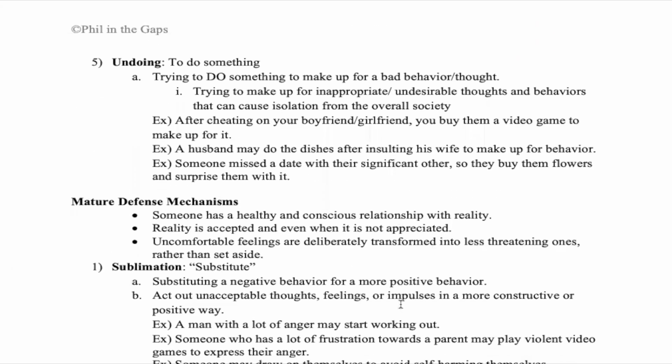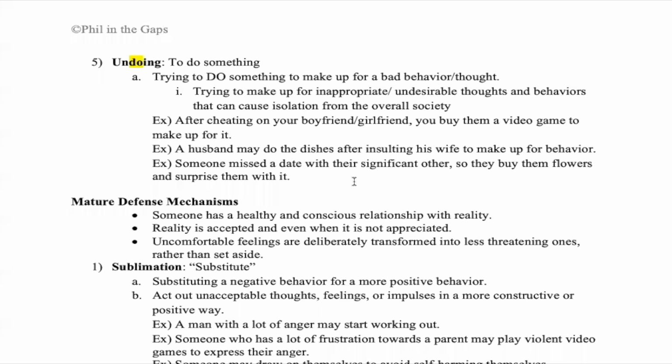The last defense mechanism is going to be undoing. So the last one, and less primitive, is going to be undoing. So key emphasis on do, because this is where somebody tries to do something just like Nike, just do it in order to make up for a bad behavior or thought.